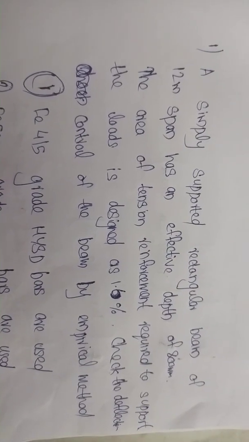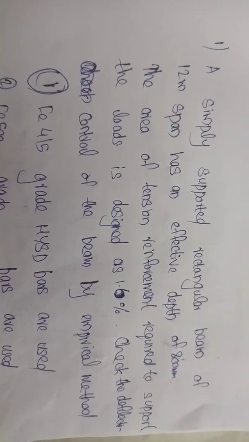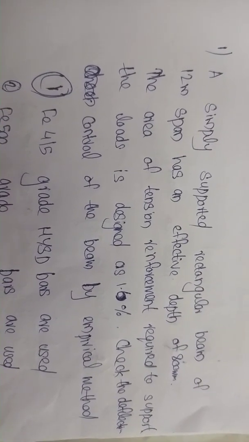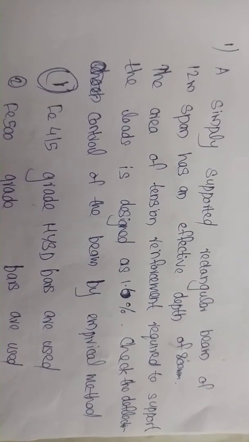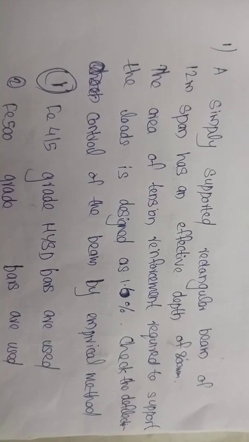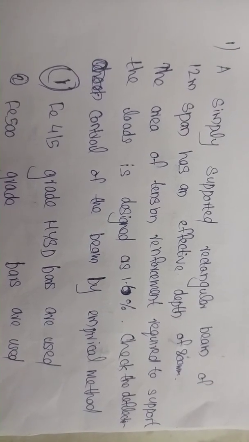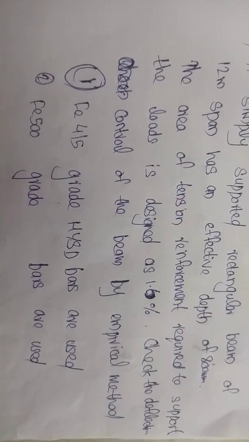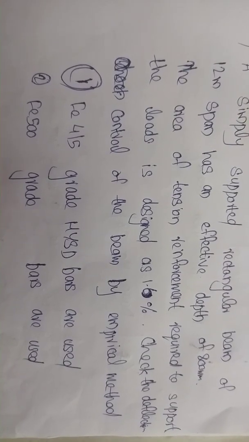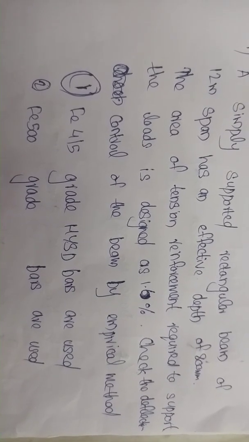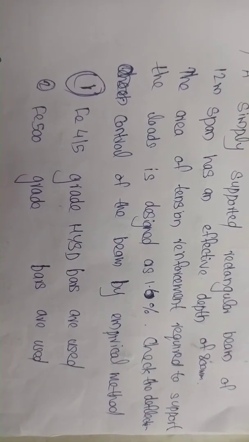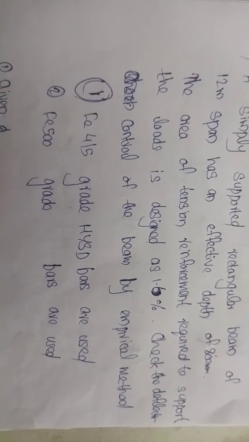Problem number 1: a simply supported rectangular beam of 12 meters span has an effective depth of 800 mm. The area of tension reinforcement required to support the loads is designed as 1.6%. Check the deflection control of the beam by the empirical method. Condition 1: Fe415 grade HYSD bars are used. Second condition: Fe500 grade bars are used.